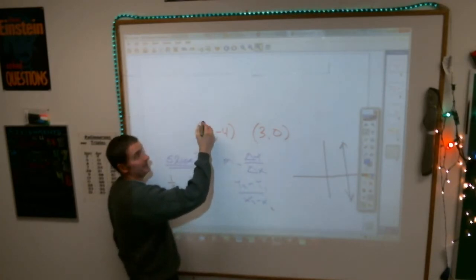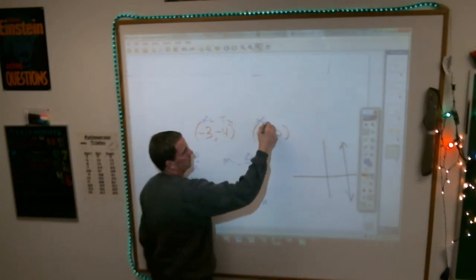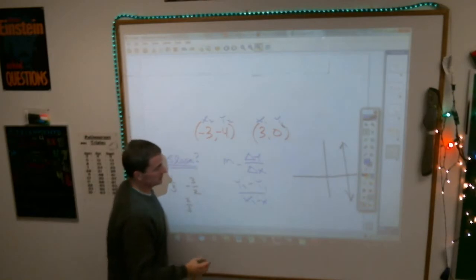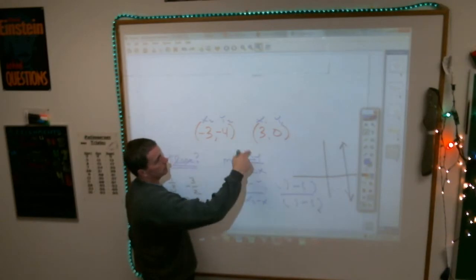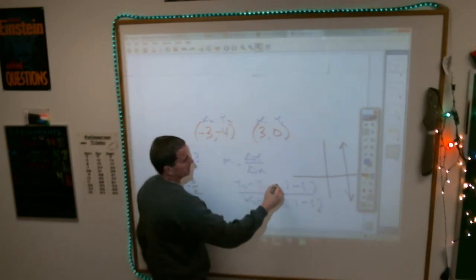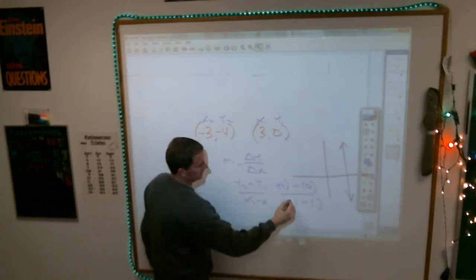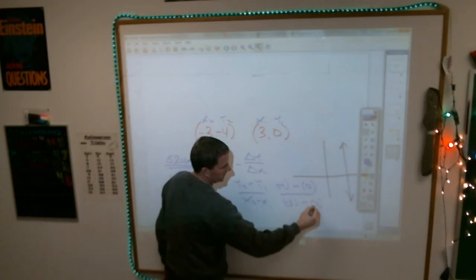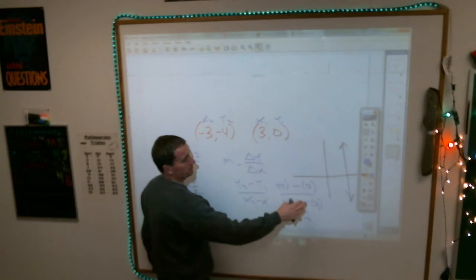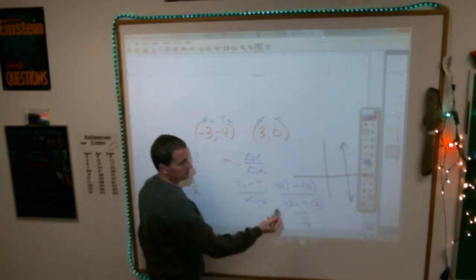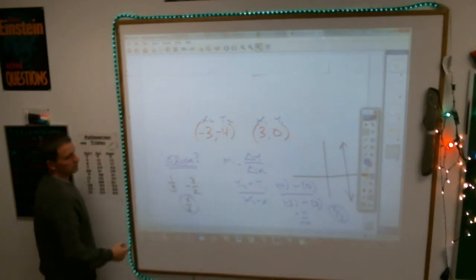I'm gonna do it just for fun. I'm gonna make this the 2's and these the 1's: x2, y2, x1, y1. It does not matter, you'll get the same answer. Parentheses around everything. y2 is -4, y1 was 0, x2 is -3, and x1 is 3. You end up with -4 minus 0, which is just a -4, and -3 minus 3 is a -6. Two negatives make it positive. It's a 2/3 slope.